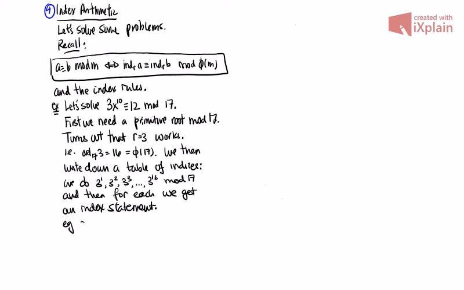So for example, 3 to the 3 is 27, which is 10 mod 17. So the index base 3 of 10 is 3. And so altogether, we get the following. Let me put this up at the top right-hand side. We're going to get A, and I'm going to get the index base 3 of A.